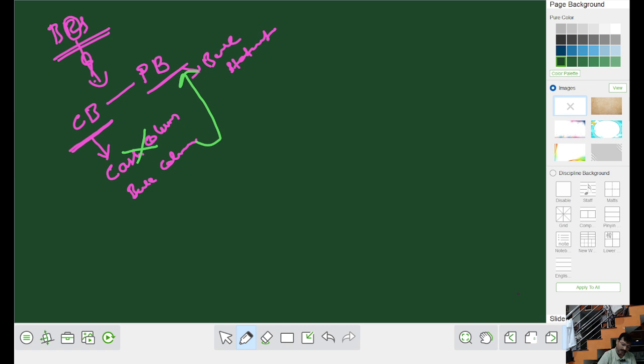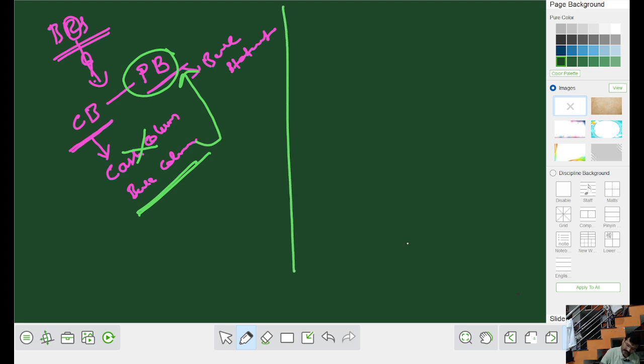So ultimately what I can say is, bank reconciliation statement is prepared to reconcile the bank balance as per the bank column of the cash book with that of passbook. This is the meaning of BRS.